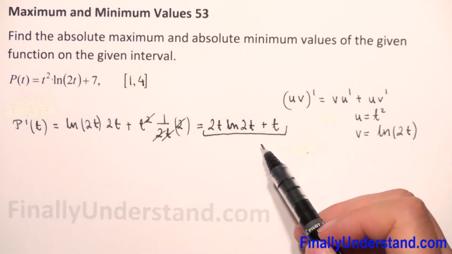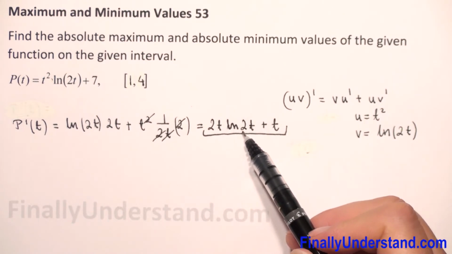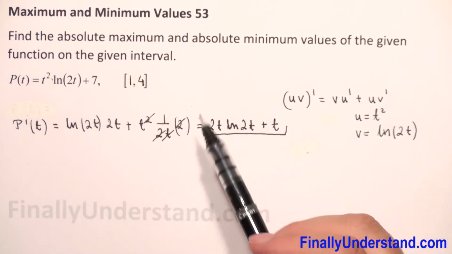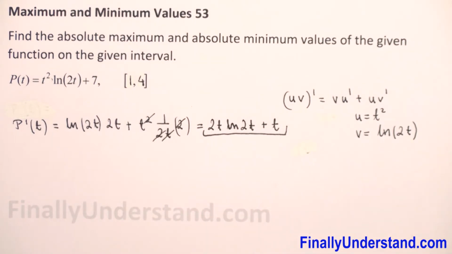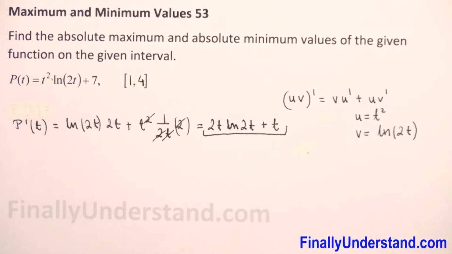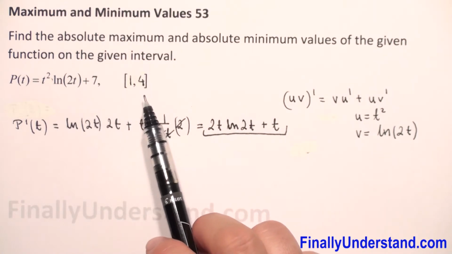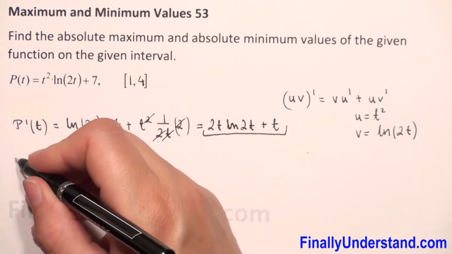Let's check the domain for our P prime function. Because we have a log here, we calculate log only for positive values, and we have the domain of our function from 1 to 4, so everything is okay. And what else? We have multiplication and addition, which we can do for all these values from this closed interval from 1 to 4. So now we have to set our first derivative equal to 0.